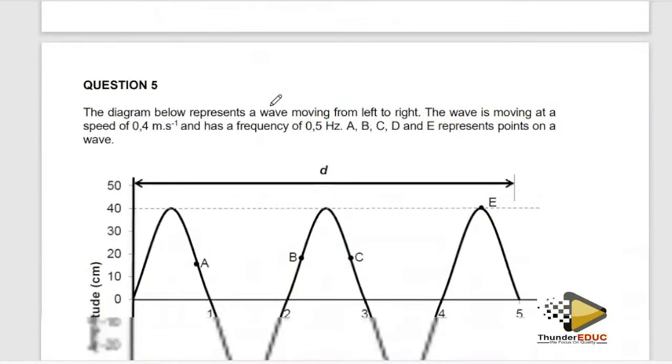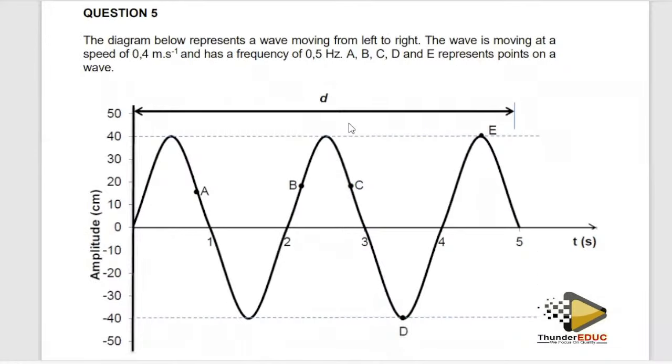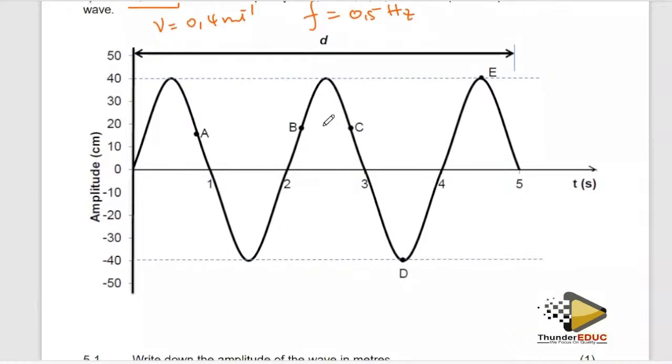Question number 5, telling us that the diagram below represents a wave that is moving from left to right. The wave is moving at a speed of 0,4 meters per second, so my V is 0,4 meters per second. Then we have a frequency of 0,5 hertz. What we can see are some properties: the amplitude and the wavelength.